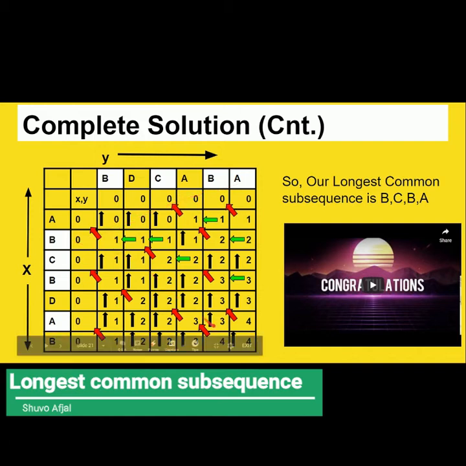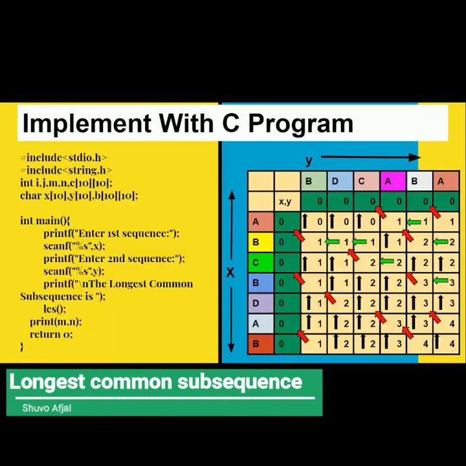BCBA, because when we pick the diagonal value, we color it. After coloring all the strings, we find out the longest common subsequence, and it is BCBA.